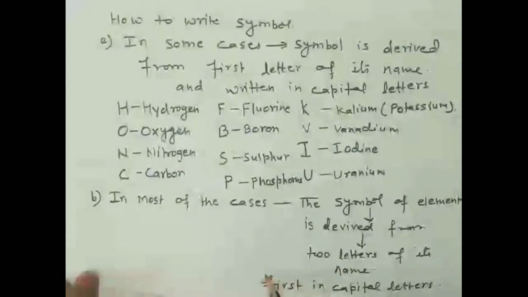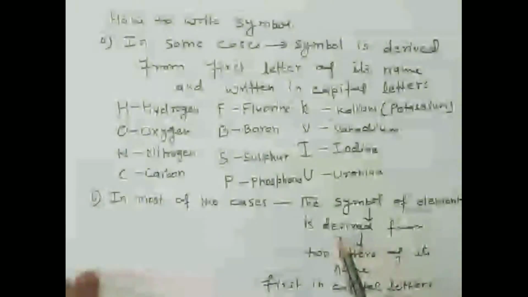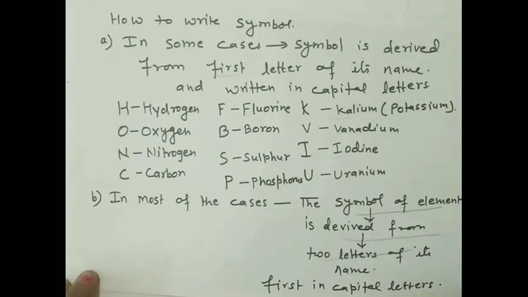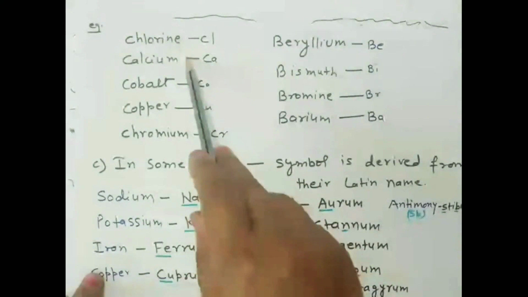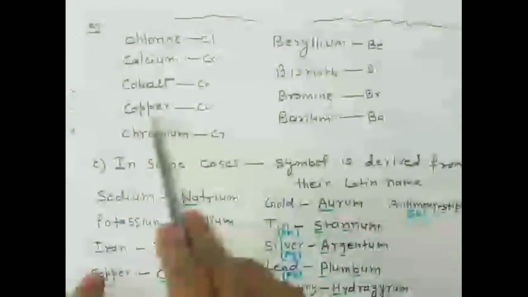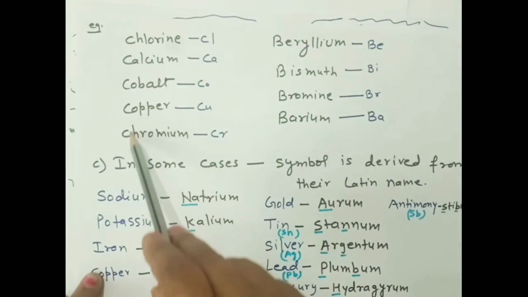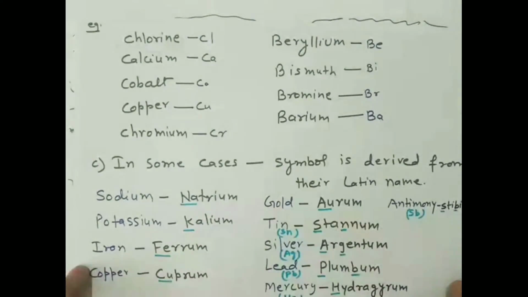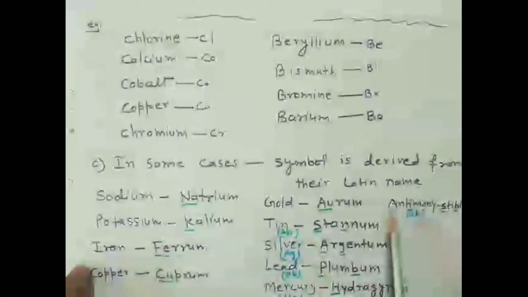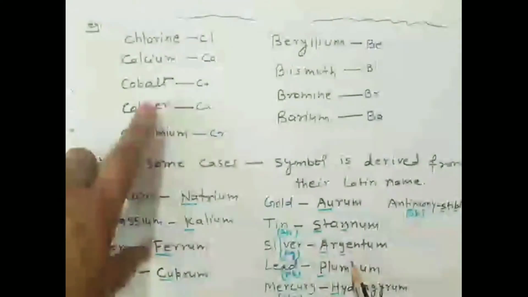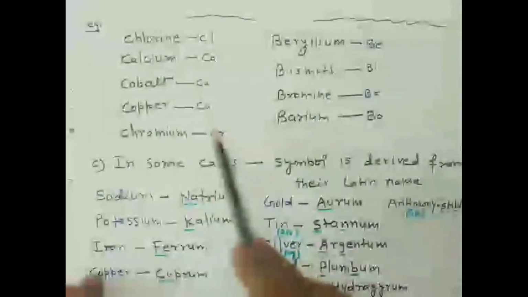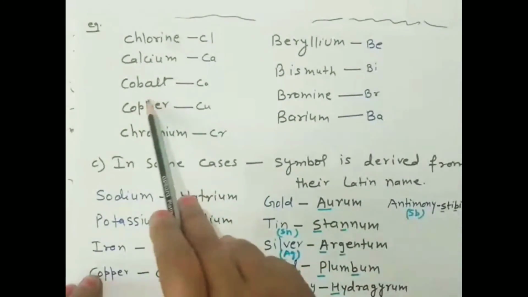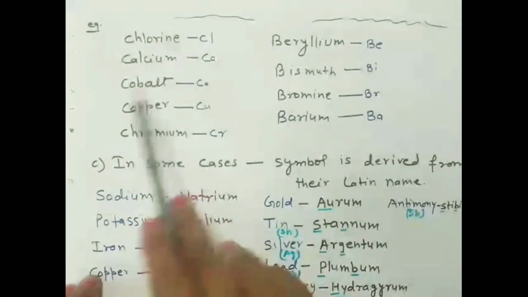In some cases, the symbol of an element is derived from two letters of its name. For example, chlorine, calcium, cobalt, copper, chromium. These all start with C, but C is already assigned to carbon. So we cannot give the symbol C to chlorine, calcium, cobalt, copper and chromium. So the symbols of these elements are derived from two letters of their names.